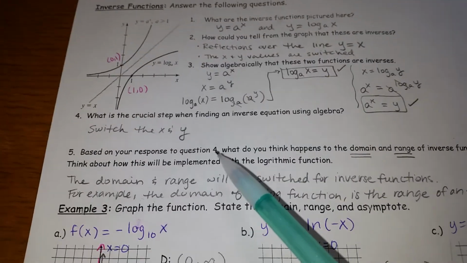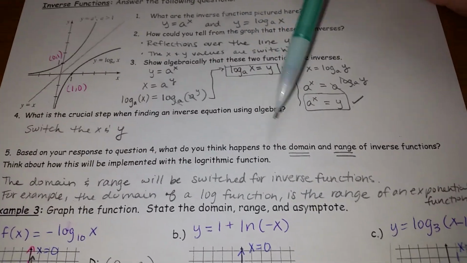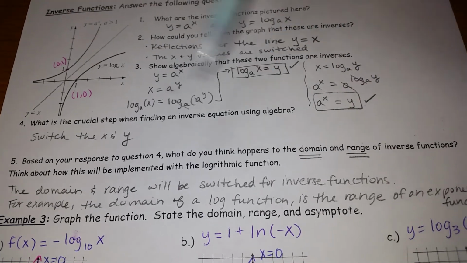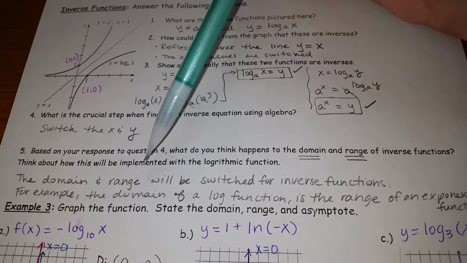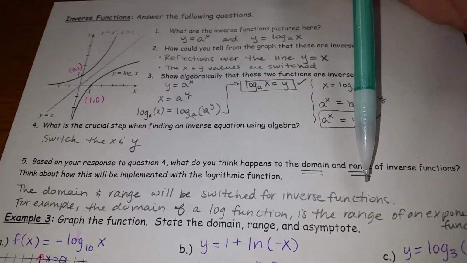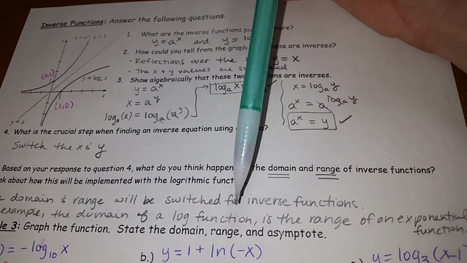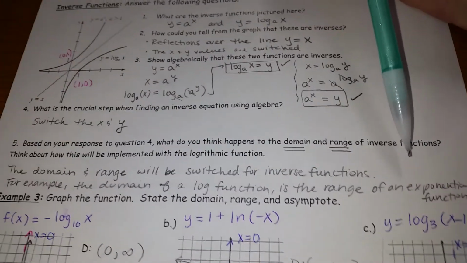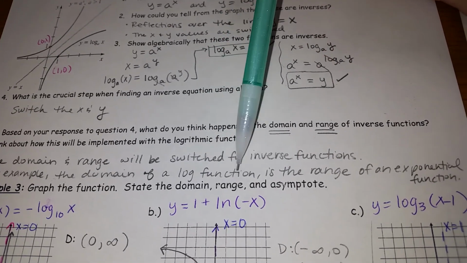And then based on our response in question 4, what do you think happens to the domain and range? Well, remember, domain is going to be our set of x values, range is going to be our set of y values. If we're switching the x and y, then we should be able to predict that the domain and range are going to be switched as well for our inverse functions. So, for example, the domain of a log function is going to be the range of an exponential function because logs and exponentials are inverses. And the same thing's going to happen: the domain of an exponential function is going to be the range of a log function.